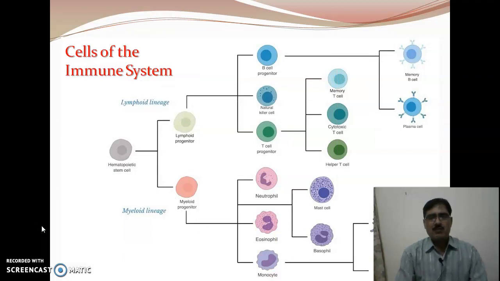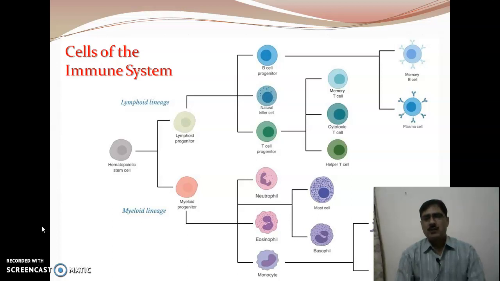Now, the cells of the immune system are broadly divided into two lineages, one the lymphoid lineage and the other the myeloid lineage. The lymphoid lineage is basically responsible for giving rise to B lymphocytes and T lymphocytes, and apart from it, it is also responsible for giving rise to the NK cell or the natural killer cell, as it is clearly visible from the diagram. The myeloid lineage is basically responsible for giving rise to the remaining WBCs and their modifications.